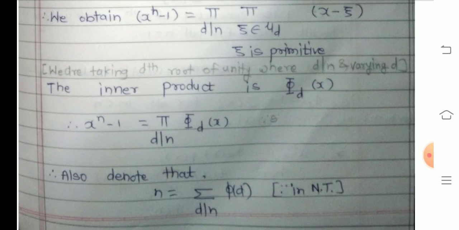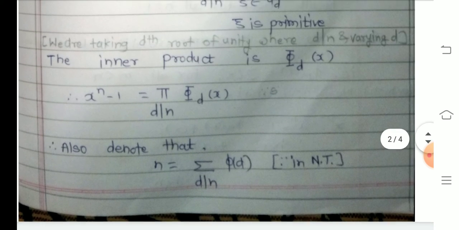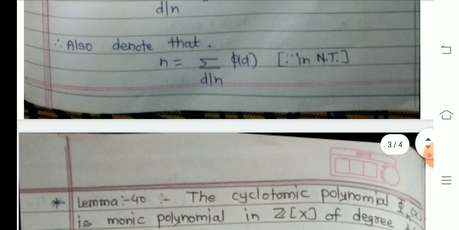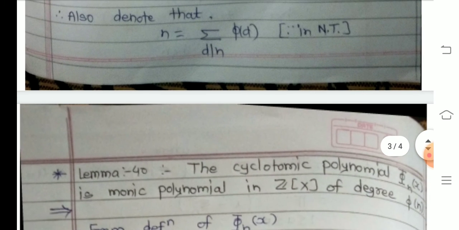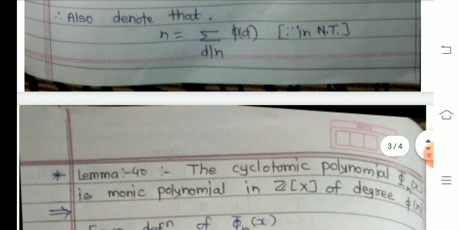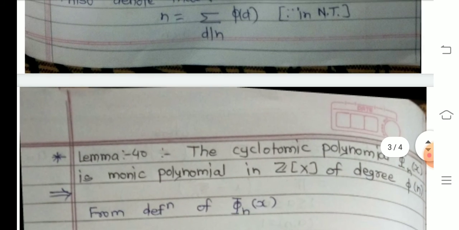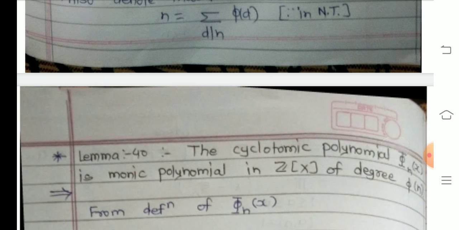We have seen this in the last class on number theory. Next, we have Lemma 14. The statement is: the cyclotomic polynomial Φ_n(x) is a monic polynomial in Z[x] of degree φ(n). Now we will prove that this cyclotomic polynomial is a monic polynomial.